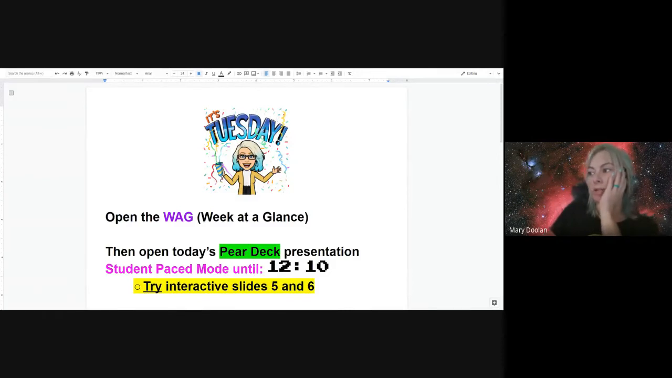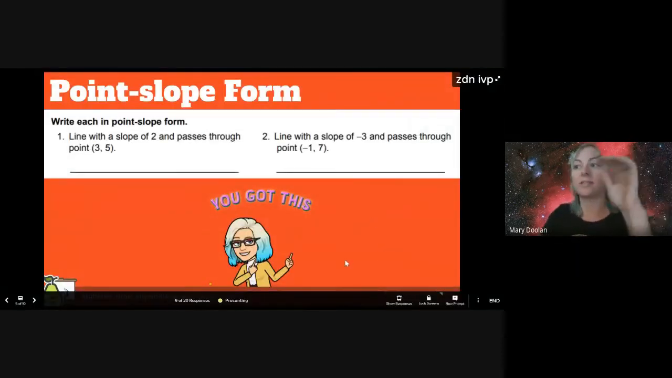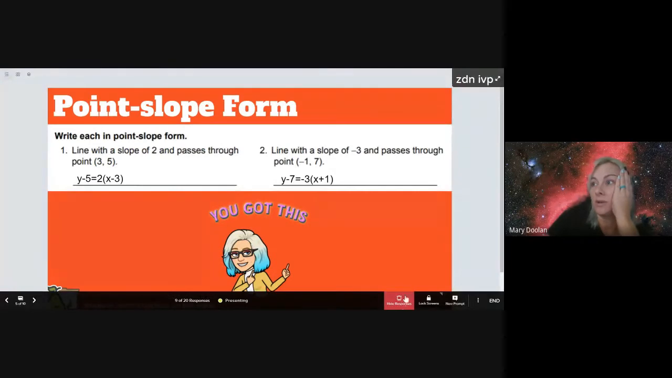Okay, so we're going to go ahead and stop student paced, and then we're going to take a look at slide 9. Not slide 9, I'm so sorry, slide 5. I have 9 responses on slide 5. Okay, so as I was going through these, a couple of you were able to get it correct. All right, and so right here we should have y minus the y value. In this case it's 7 equals the slope of -3.